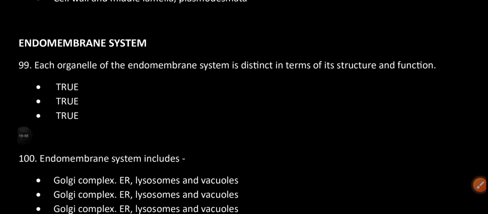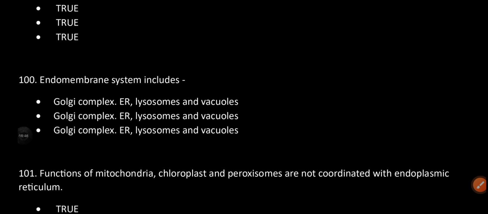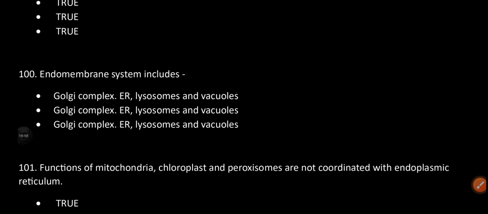Endomembrane system. Each organelle of the endomembrane system is distinct in terms of its structure and function. True. Endomembrane system includes Golgi complex, endoplasmic reticulum, lysosomes and vacuoles.